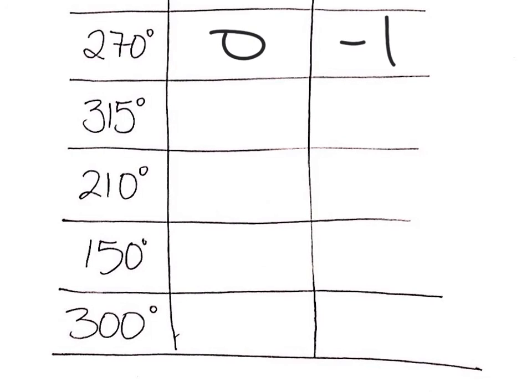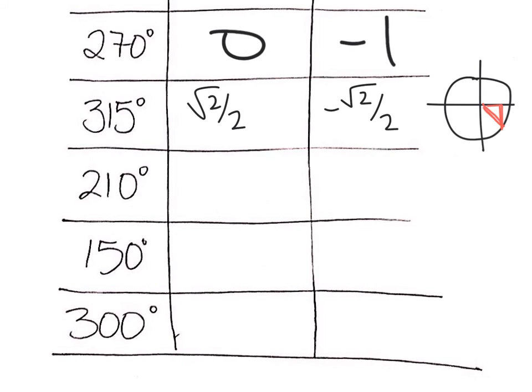All right, 315. Where does that go? So let's see. We got 90, 180, 270. Oh yeah, I see it. 270 plus 45 would be 315. So that is right there, right in the middle. So we have a 45, 45, 90. Looks like our x-coordinate is positive, y-coordinate is negative. So cosine is root 2 over 2 and sine is negative root 2 over 2.